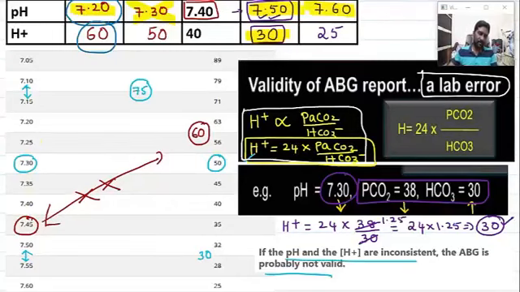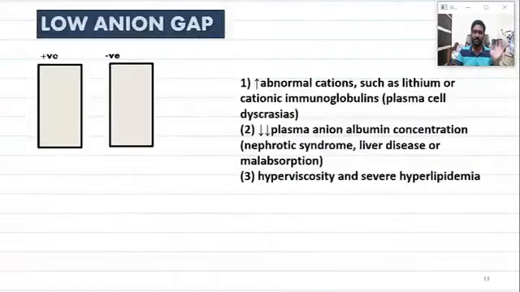So instead of following this TDS table, you can just know this simple concept. At 7.40 of pH, H plus concentration will be 40. At 7.30 it will be 50. 7.20, 60. 7.50, 30. 7.60, 25. This is a very easy and handy method to check the validity of ABG report.